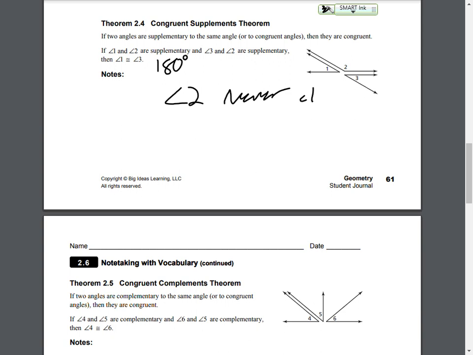Okay? Your notes for this, all you really have to say is angle 2 never changes size. Oh, I just sneezed, hold on. Oh, okay, it went away. So, if angle 2 never changes size, and angle 1 plus angle 2 is 180 degrees, and angle 3 is supplementary with angle 2, well, angle 2 never changed shape or size. So that angle 3 has to be the same measure as angle 1.